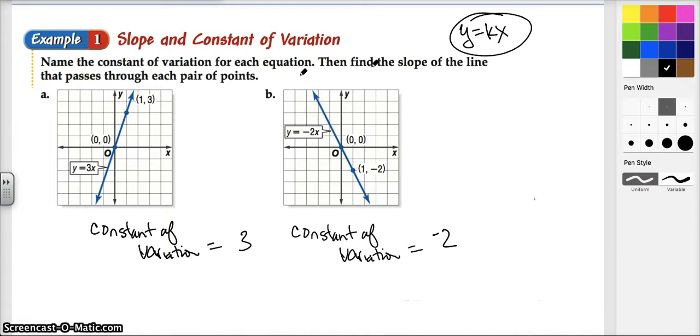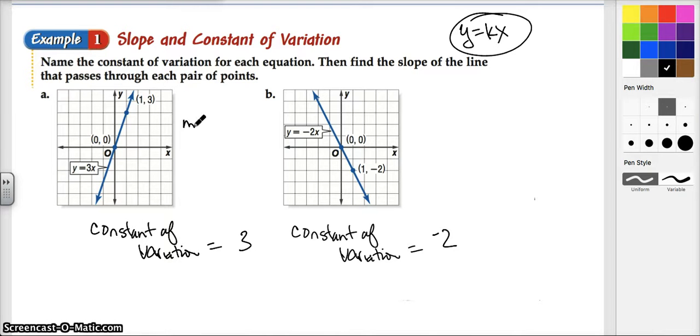And then the next thing they say is, find the slope of the line that passes through each pair of points. Well, I think I already let the cat out of the bag, didn't I? Because I said slope and constant of variation are the same, and they are. This is just an opportunity for us to say, yes, it is. So let's go ahead and do our thing.